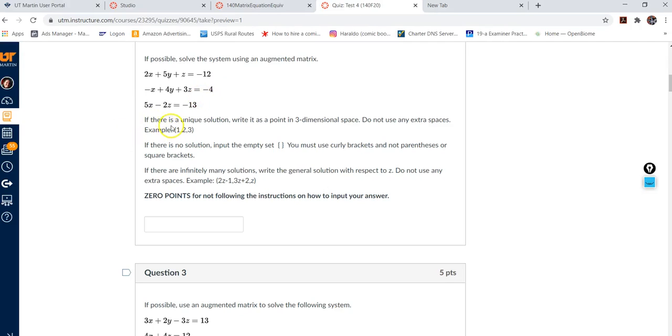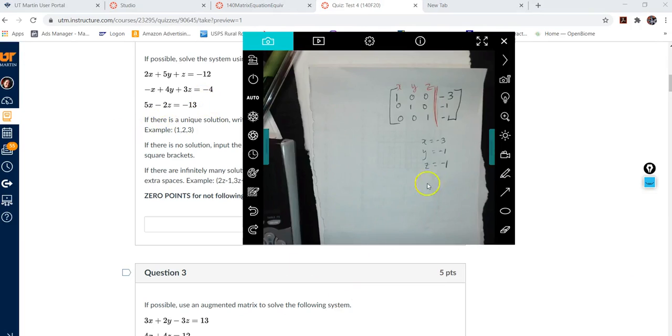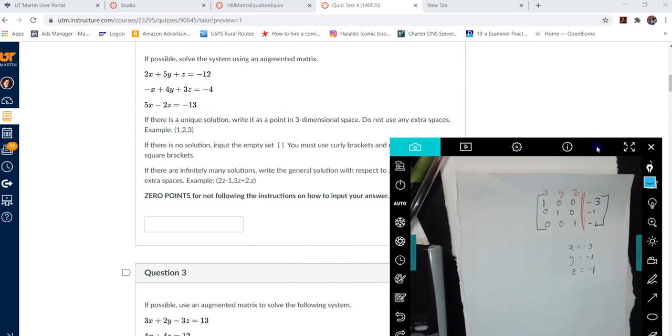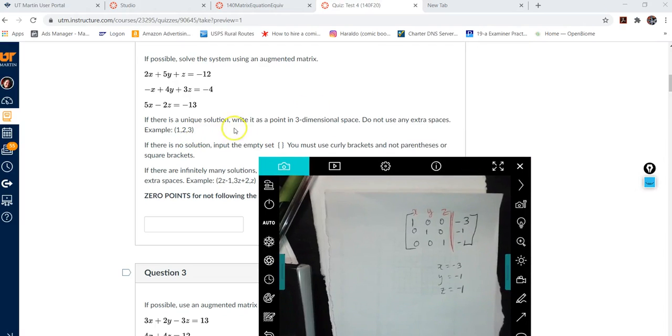And what do the directions say? If there is a unique solution, write it as a point in 3-dimensional space. Do not use any extra spaces. And here's an example.